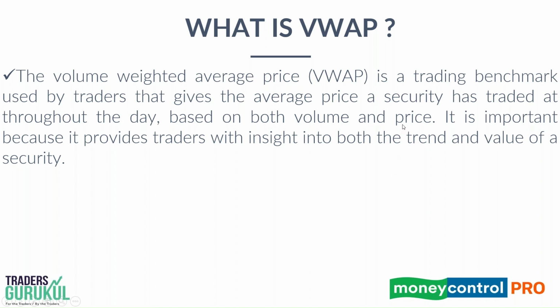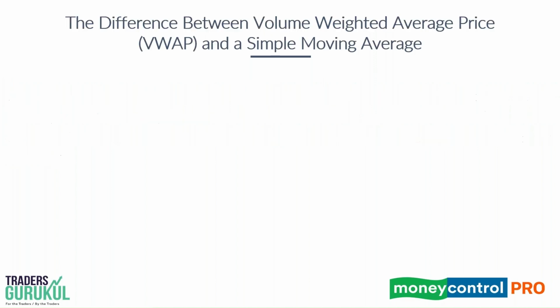Now, why is VWAP important? VWAP is important because it is also based on volume. Where there is high volume, we will get more accurate results, since volume and price are both adjusted in the indicator. It is important because it provides traders with insight into both the trend and value of a security. Value of a security, because it is related to the volume. Trend, because it is related to the average price.